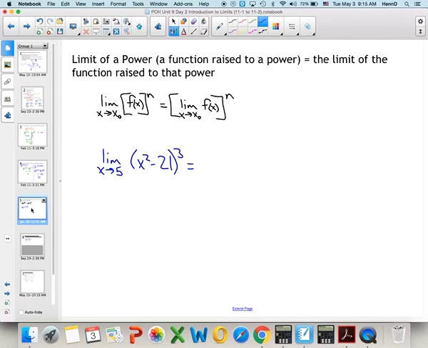We have this x squared minus 21 that's being cubed. And then we want to take the limit of that as x approaches 5. Well, what this theorem is saying is, hey, this is cubed. I'm going to just take the limit of what's being cubed. The limit as x approaches 5 of x squared minus 21. And then I'm just going to take my limit and cube that. Okay?